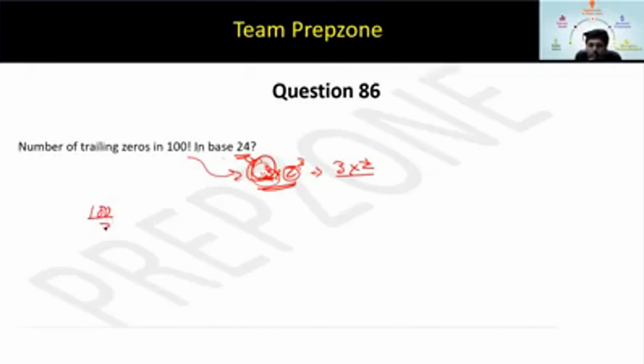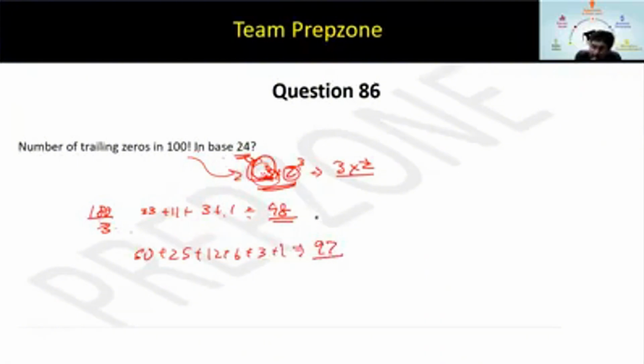Now suppose I want to calculate upon 3, so 100 by 3, this is what? 33 plus 11 plus 3 plus 1. How am I doing this? I am just dividing it by 3 and so on. This will be 48. So I will have 48 threes at hand. What about 2's? 100 divided by 2: 50, 25, 12, 6, 3 and 1, right? This is nothing but 97. I'm having 97 2's at hand, but because 3 2's are making 1 eight, how many 8's am I having? 97 by 3, which is 32, right?